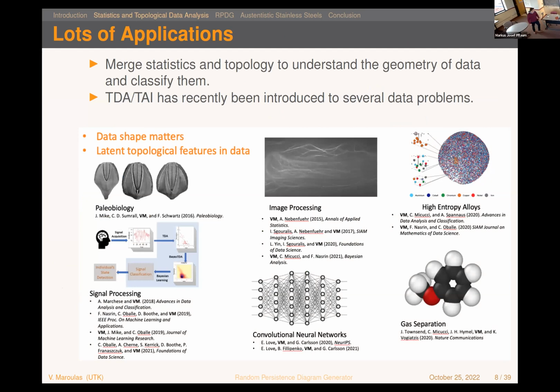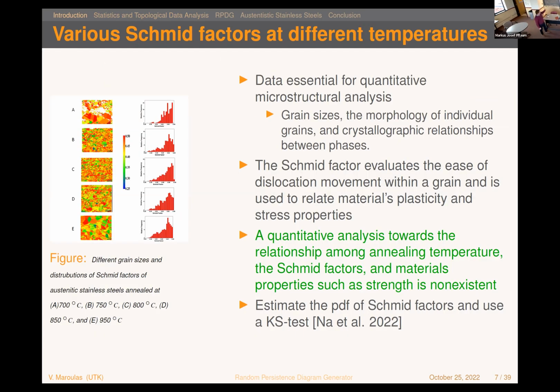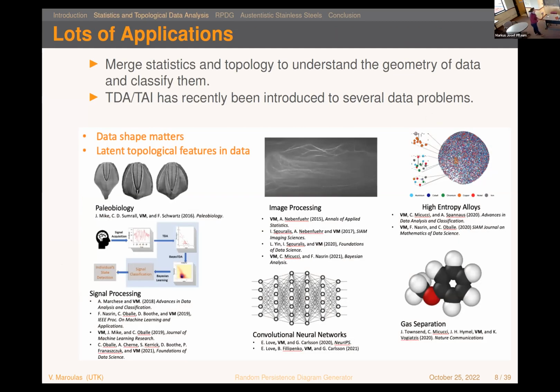Okay, so the idea here for me is that I'm going to still stick to the Schmidt factors, because that's what they do. It's a very easy number that they are interested in, let me put it that way. And I'll use some statistics and topology to basically try to understand the data and classify it. Classify means, as I said, whatever is A, B, C, D, and E. As a matter of fact, A through D should be the same, but the material scientists know that E should be different. So hopefully we'll reveal that.